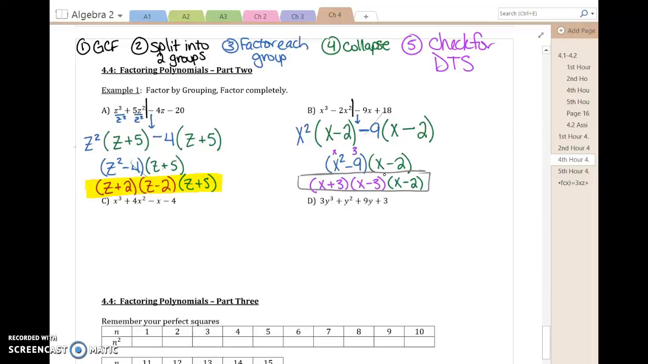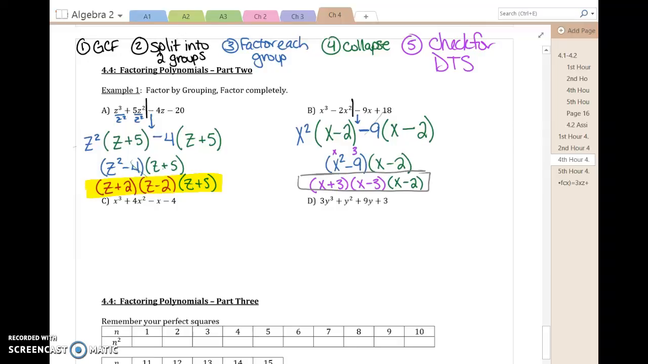Okay, now, does it matter which order your parentheses are written in? No. You can have x minus 3, x plus 3, x minus 2. You could have x minus 2 and then the x plus 3, x minus 3. It does not matter as long as one of them says x plus 3, one of them says x minus 3, and one of them says x minus 2. All right, try C on your own.